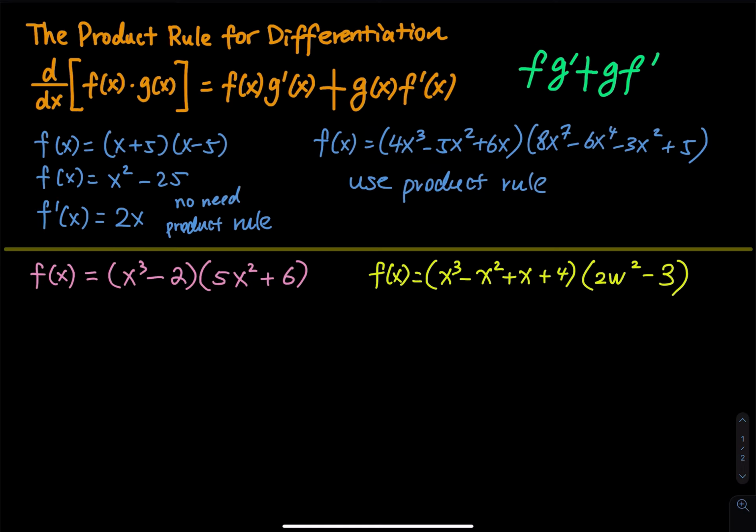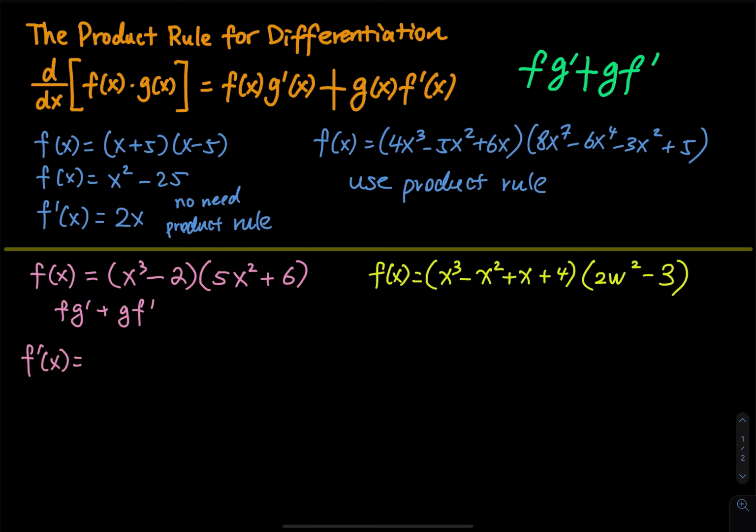So for the first pink function on the left, we have f of x equals x to the third minus 2 times 5x squared plus 6. So we are multiplying two functions and I do not want to expand them. So in this case, I would like to use product rule. So to maintain a good habit, every time I use product rule, I will write down product rule. So I will write fg prime plus gf prime. Okay, so what is f prime of x?